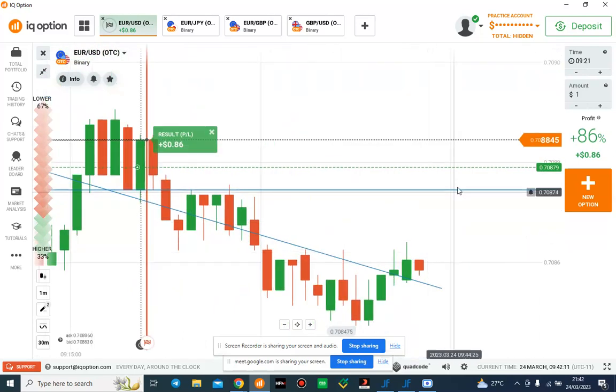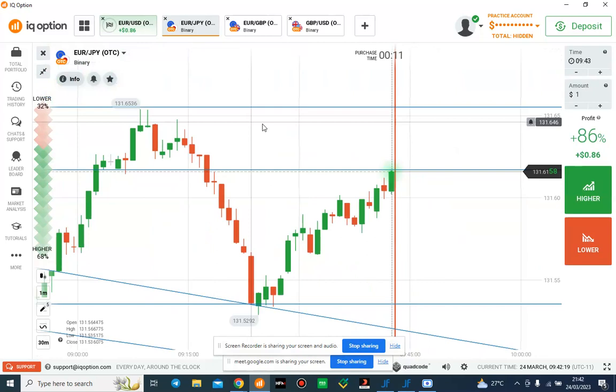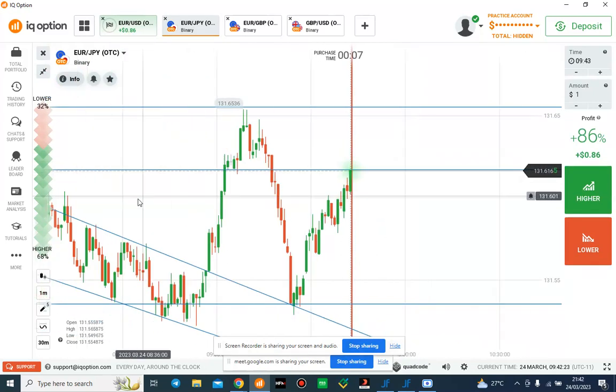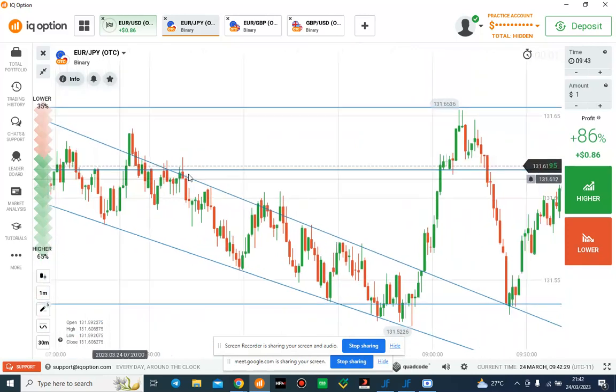I think it's ready now to go up, go more up. I think the price should go up to this level. Then this one, touch this one. Let's see if the line is perfect. Well, I drew the line from here. I think it's perfect. So there's no mistake here.